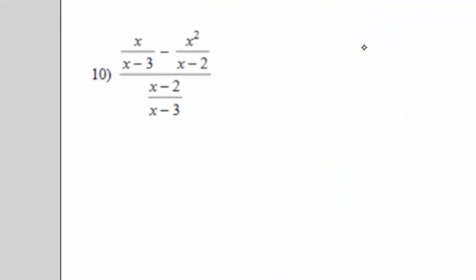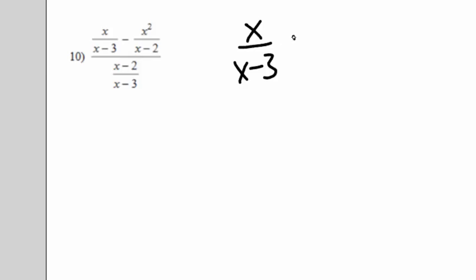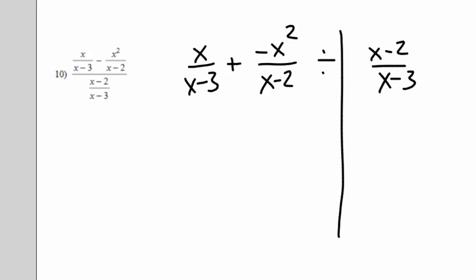Now on 10 I can see once again I have this complex fraction, so I'm looking at x over x minus 3. Now instead of putting the minus, I'm going to put a plus just so it doesn't confuse me, and I'm going to make the x squared negative. So that's the same thing, right? So that way I don't get confused when I'm trying to make this common denominator, and I know I'm dividing that by x minus 2 over x minus 3.